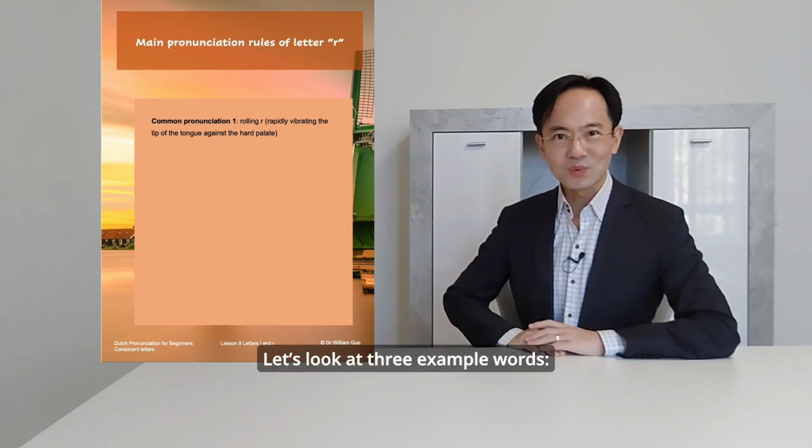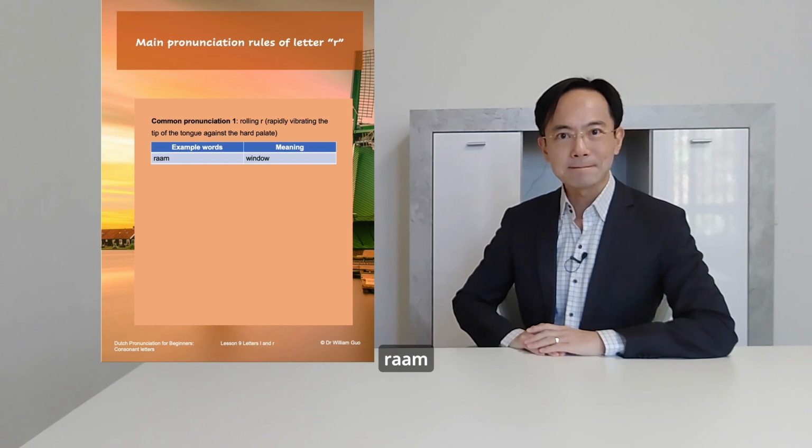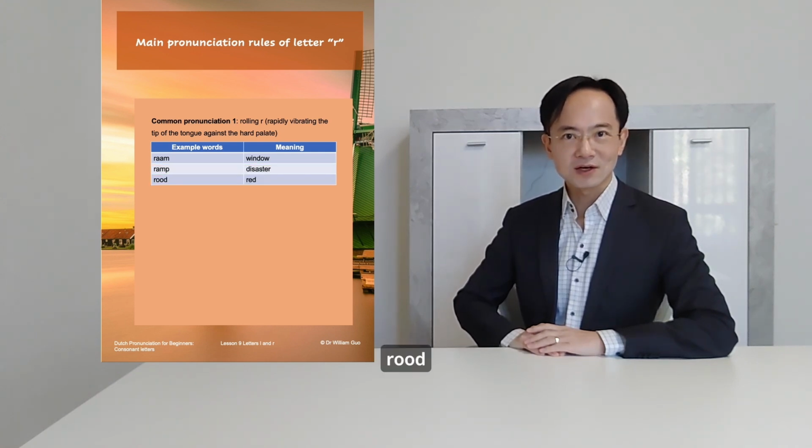Let's look at three example words. Raam, ramp, rood.